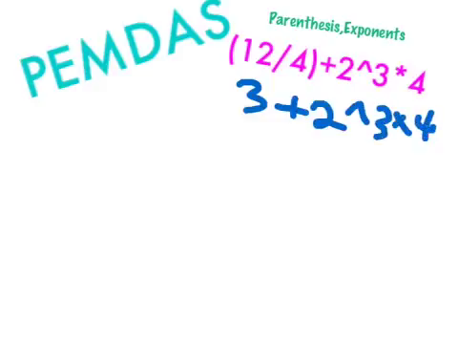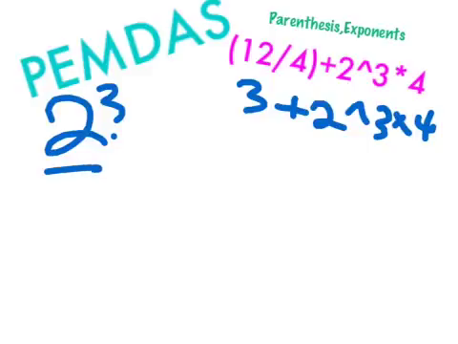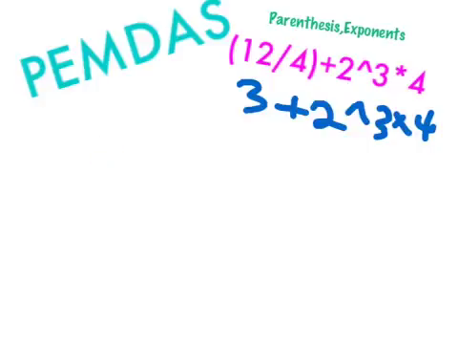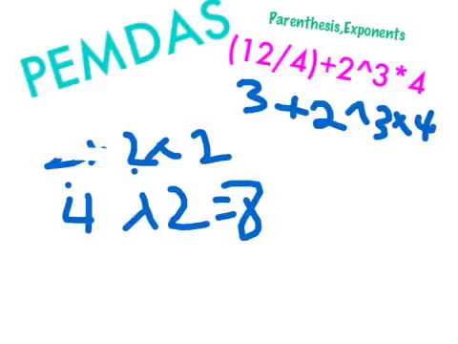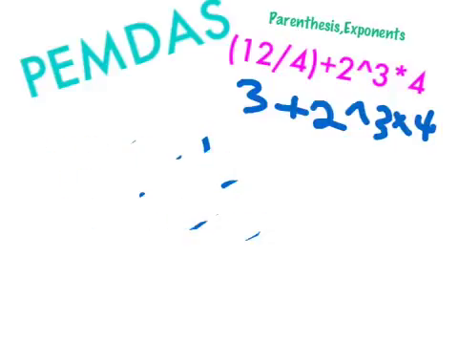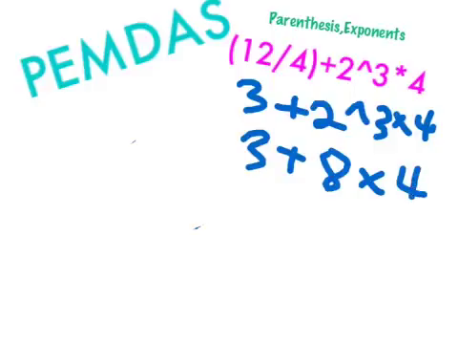After that, the next thing you would go to is exponents. Exponents are this right here. Usually it looks like a big number with a little number above it, but we couldn't quite figure out how to do that. So instead, we did 2 to the power of 3. That would be 2 times 2 times 2. 2 times 2 is 4, times 2 equals 8. So that would be our answer. We would erase that and move on, put it right under here. So it would become 3 plus 8 times 4.